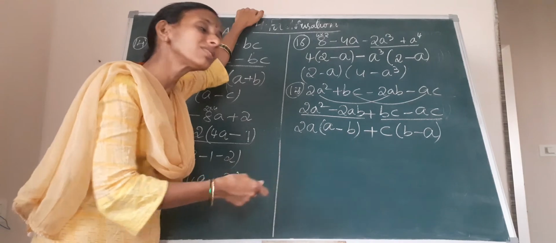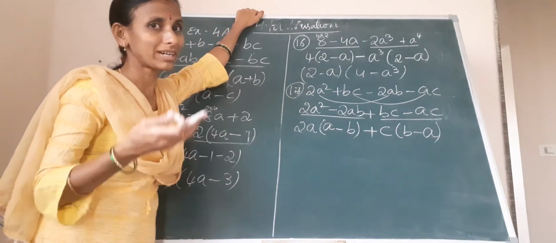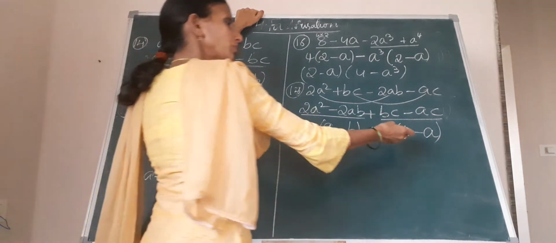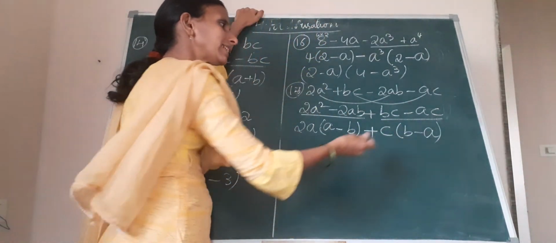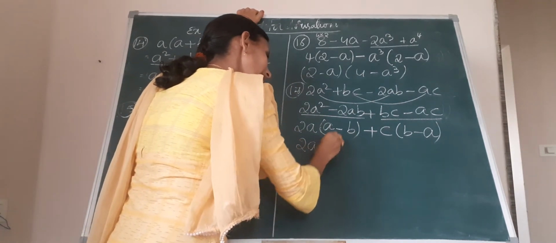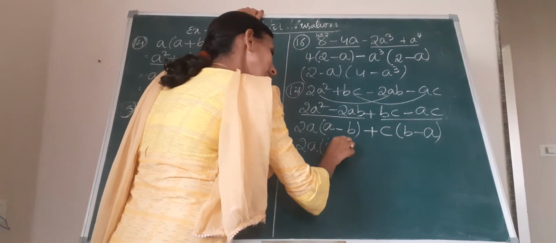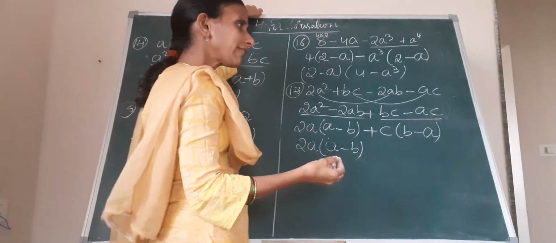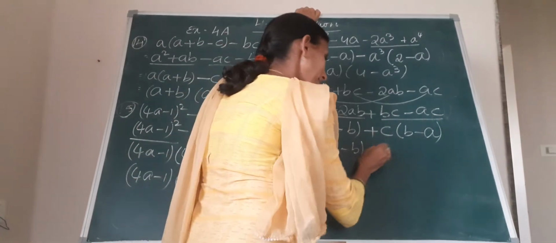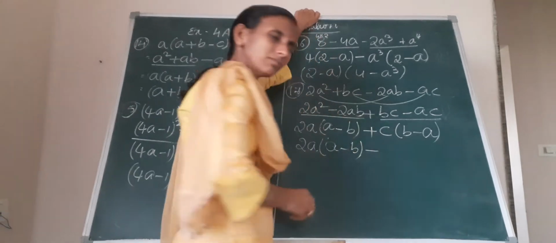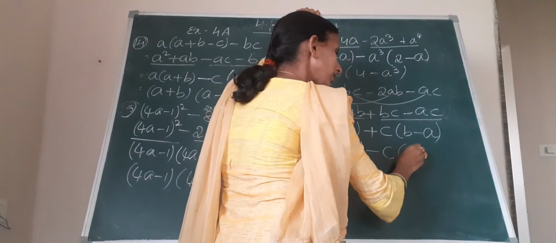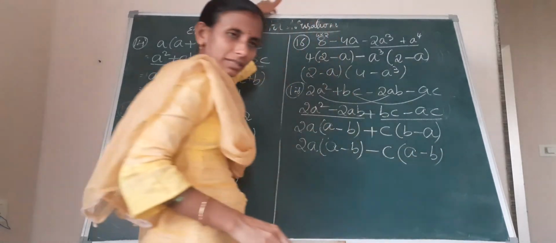We have to make those signs also the same by taking minus outside. So now in the second term, we will take minus as a common outside. Now this can be written as 2a into a minus b. Now we are taking minus as a common outside. So what happens? This plus will become minus c into a minus b.